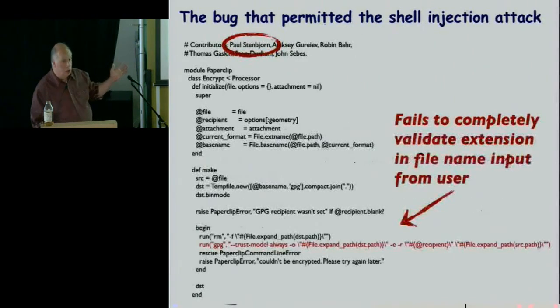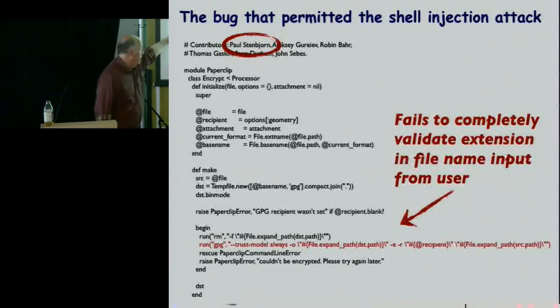Here is the code that contains the vulnerability that was used that day. Note that I've circled the name Paul Stenborn. His name will come up in the last slide. He is the, I'm not sure his exact title, but basically the chief of IT in the District of Columbia, at least for the Board of Elections and Ethics, BOEE, that was conducting the election.